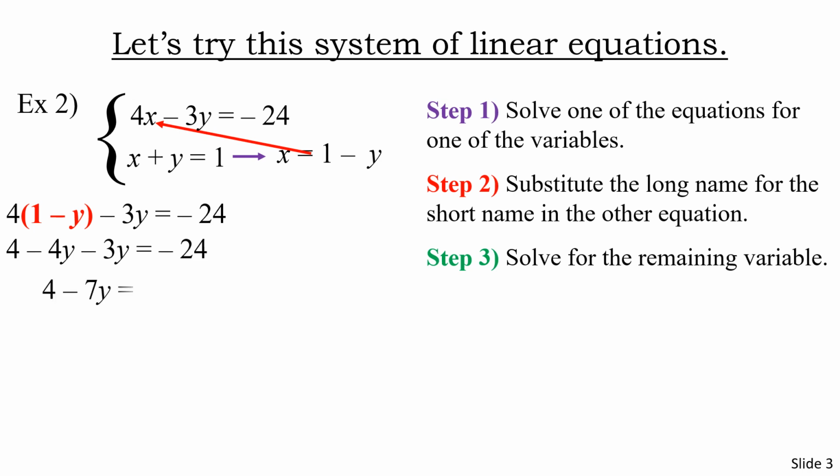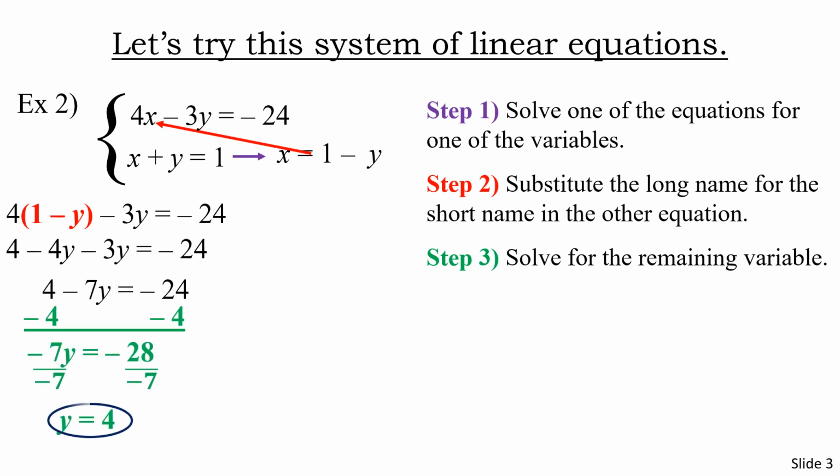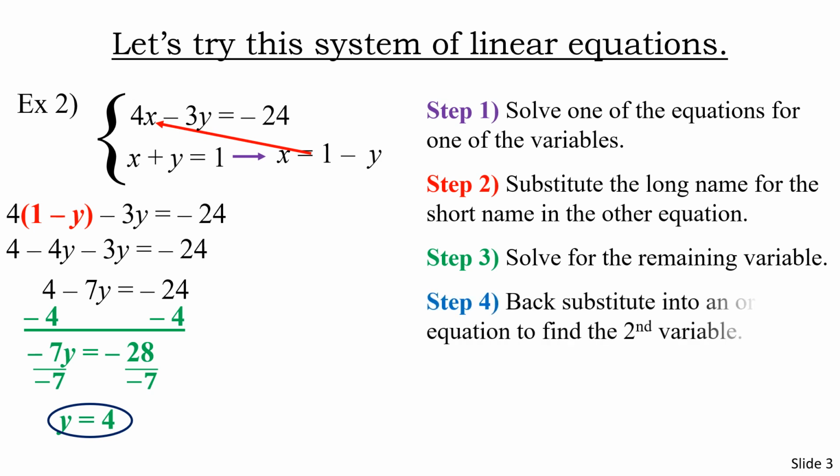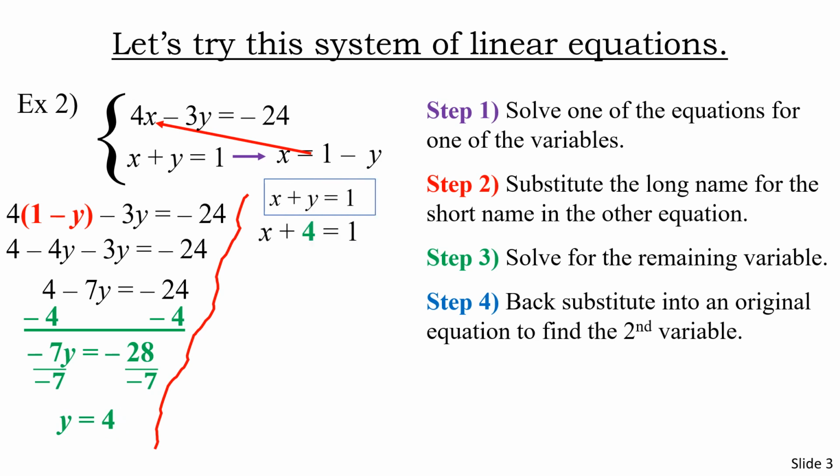Step 3, solve for the remaining variable. So I removed the parentheses, collected like terms, and started solving for y, and I got y equals 4. Step 4, back substitute into an original equation to find the second variable.